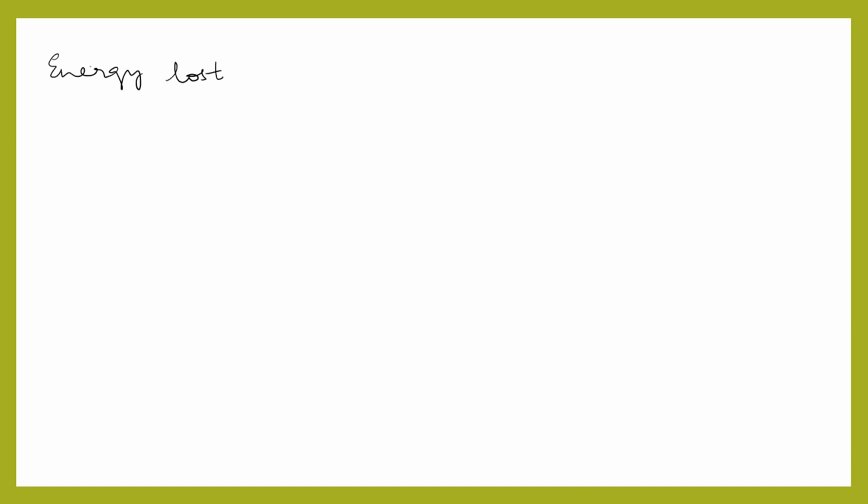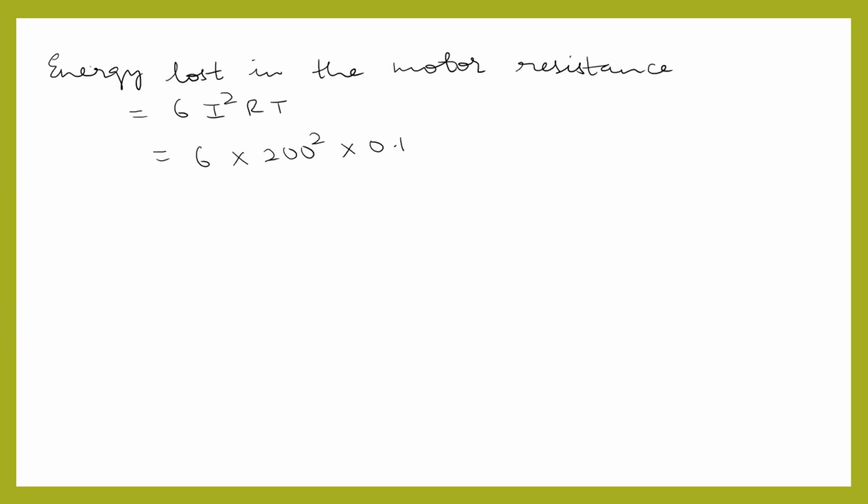The energy lost in the motor resistance is given by 6 I square R T, that is 6 into 200 square into 0.15 into 27.2, which comes around 0.98 into 10 to the power 6 watt second, which is equal to 0.272 kilowatt hour.